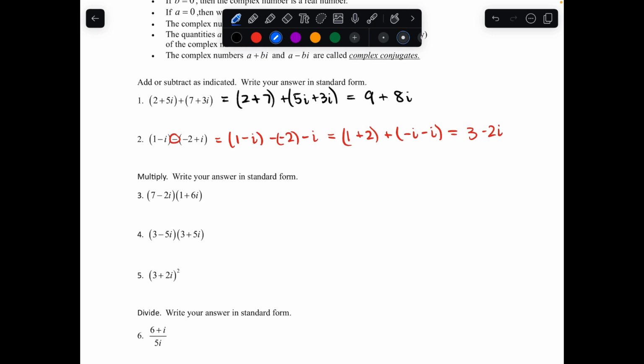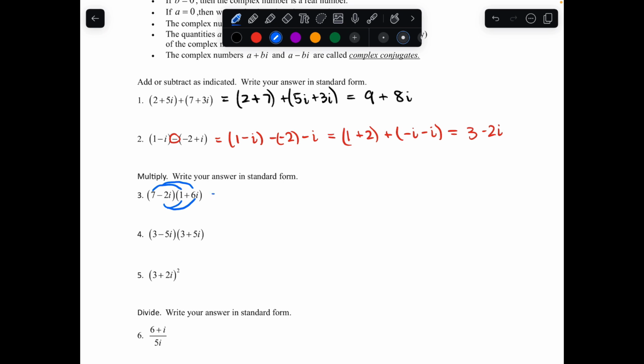Moving on down to number 3, we're going to be multiplying. And this is going to work exactly the same like how you would multiply any two binomials together. We're going to FOIL things out exactly like normal. So we're going to multiply the 7 to the 1, the 7 to the 6i, and then we'll have a negative 2i times 1, and then a negative 2i times 6i. And then we'll add everything up.